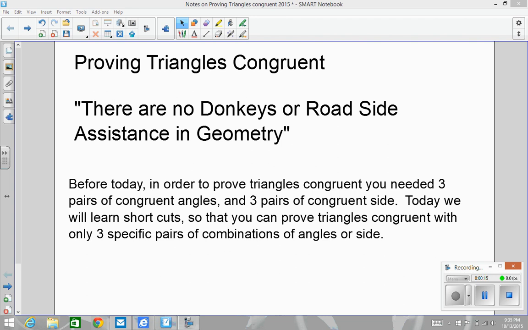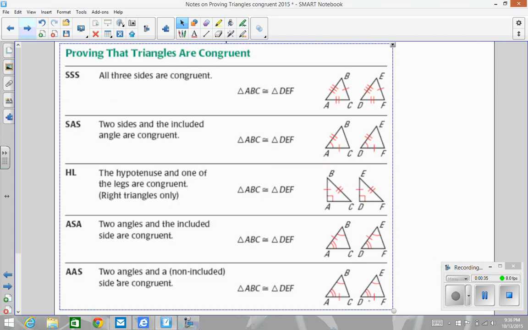So before today, in order to prove triangles congruent, you needed 3 pairs of congruent angles and 3 pairs of congruent sides. So 6 total pairs of information to prove triangles congruent. Today we'll learn the shortcuts so that you can prove triangles congruent with only 3 specific pairs of combinations, angles, and sides. So there'll be shortcuts that will help you out, make things a lot easier. So pause the video and write down all of these. I would have the pictures done too so we can explain those.